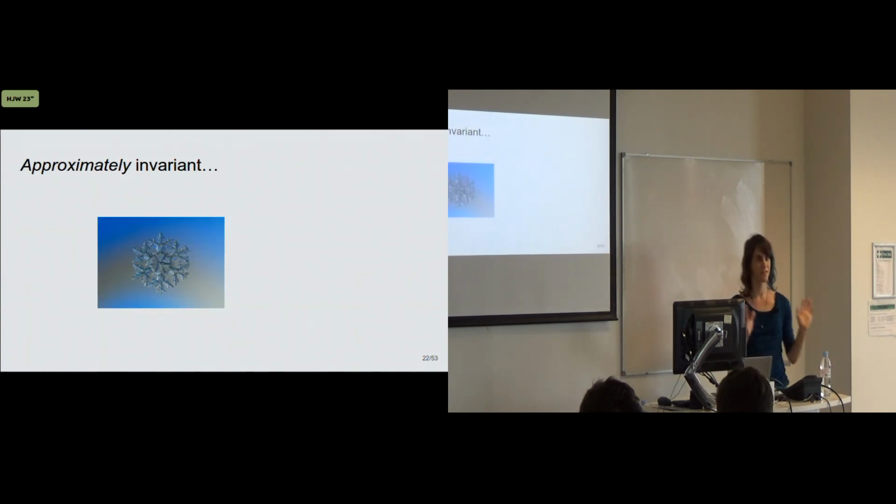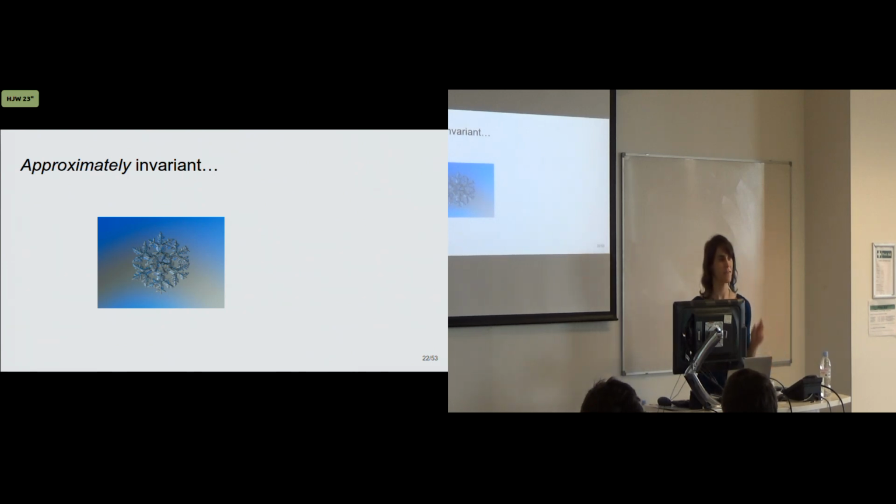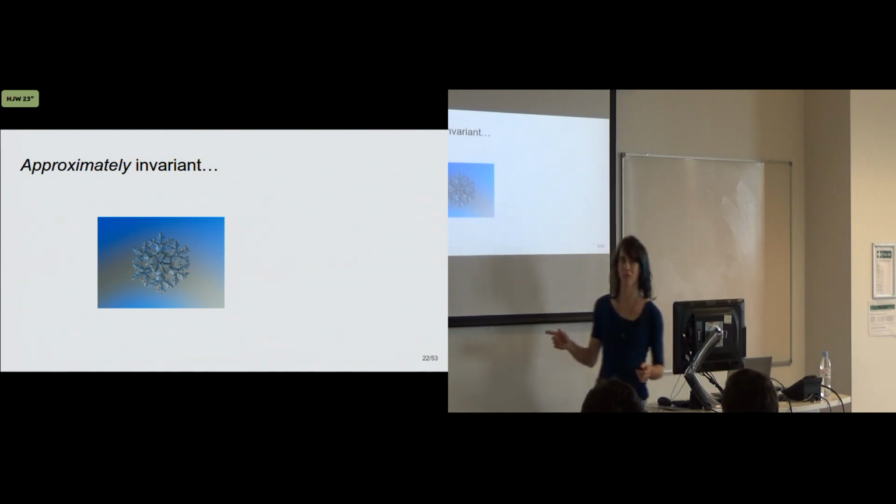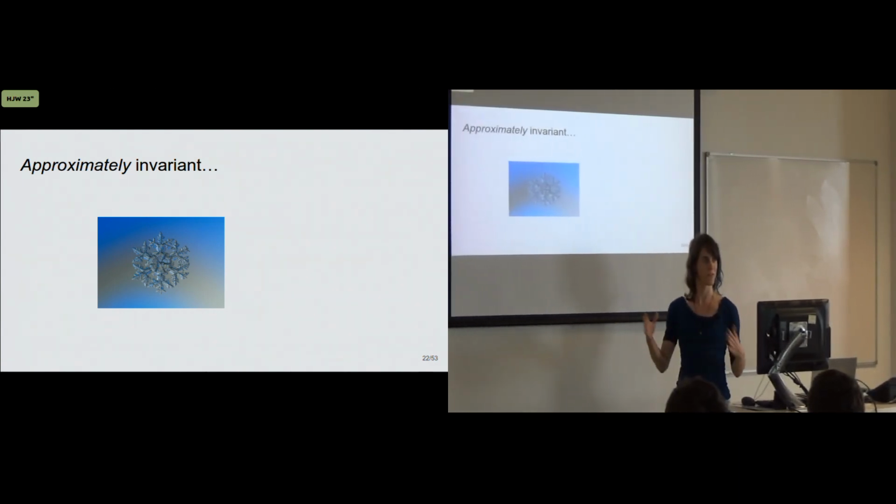Now, these were all strict invariances, and to point forwards towards Mark's half of the talk, I just wanted to point out that in real life, often we have something that's approximately invariant. So the first snowflake you saw was actually generated by a computer, so it was perfectly symmetric.